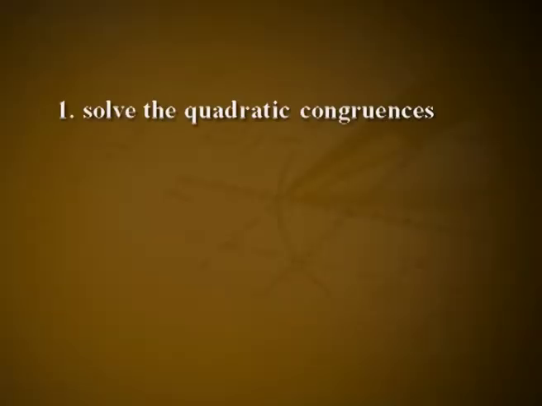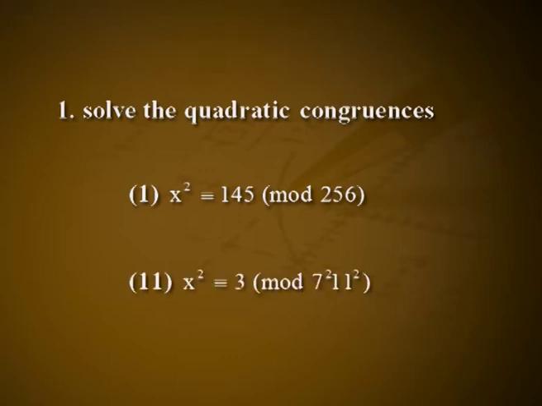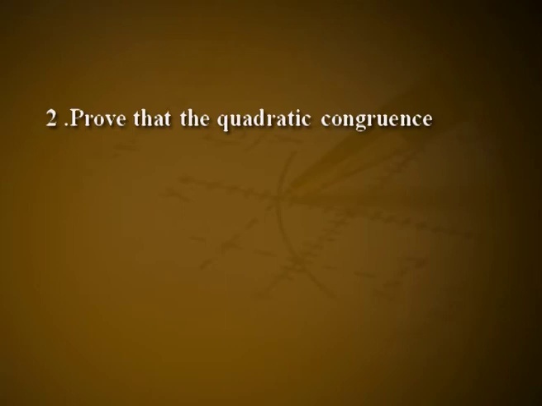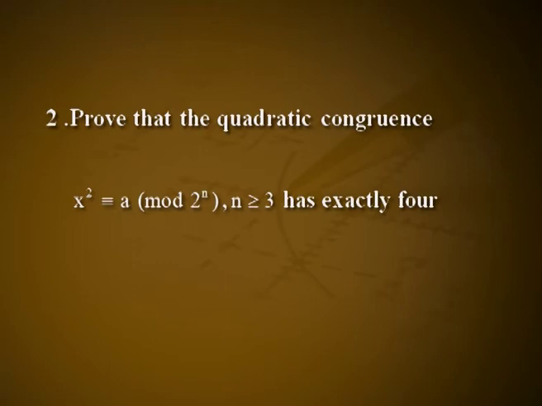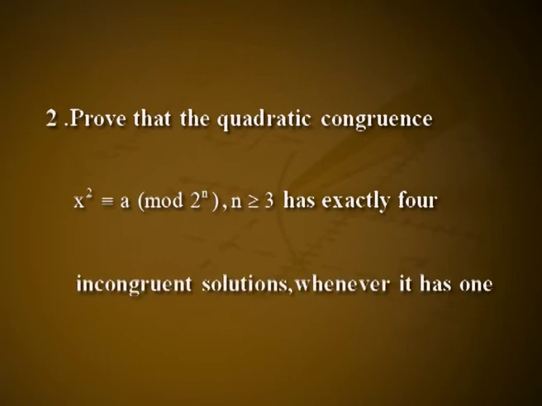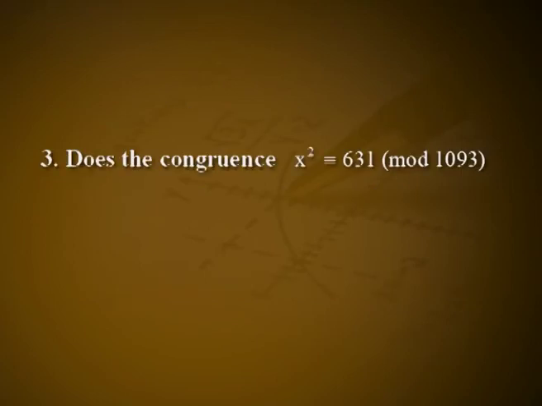Before we move to the next session, please try to answer the following questions. Solve the quadratic congruence x^2 congruent to 145 mod 256 and x^2 congruent to 3 mod 7^2 into 11^2. Prove that the quadratic congruence x^2 congruent to a mod 2^n, n greater than or equal to 3, has exactly 4 incongruent solutions whenever it has 1. Does the congruence x^2 congruent to 631 mod 1093 admit a solution?